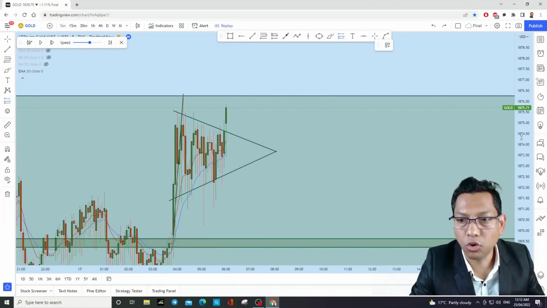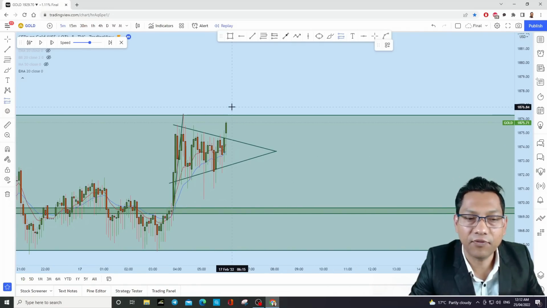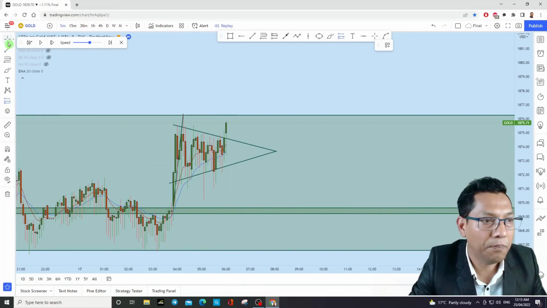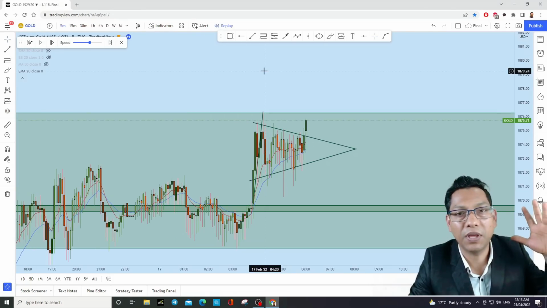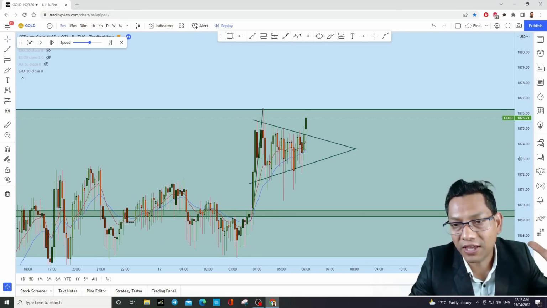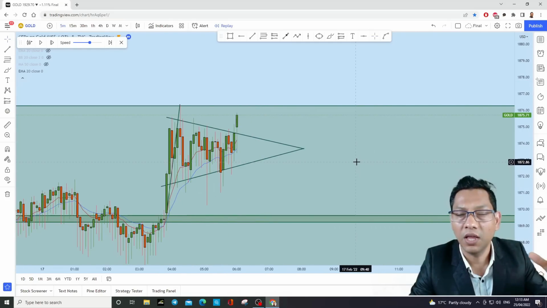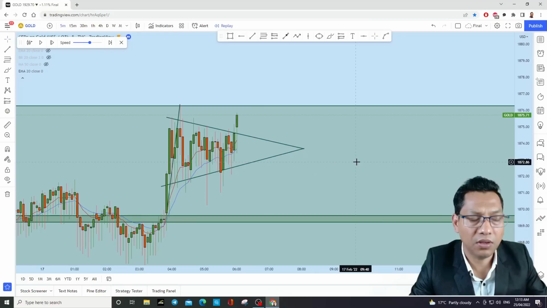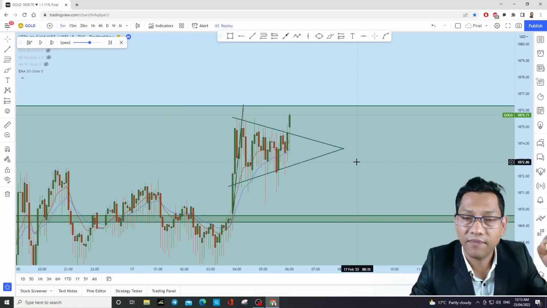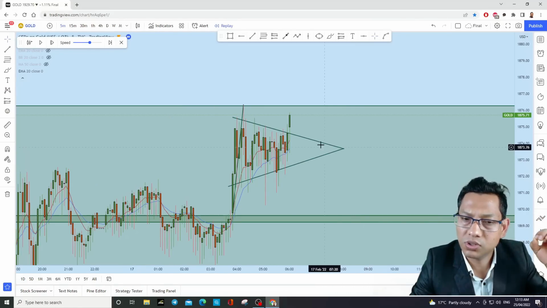Don't be impatient. Don't buy directly from here. You say, oh my god, the price will open with a gap, I might miss the trade. Don't experience FOMO. FOMO is a big killer of our trading account, and especially when you are scalping, you have to be very disciplined. You have to stick to the rules A to Z.